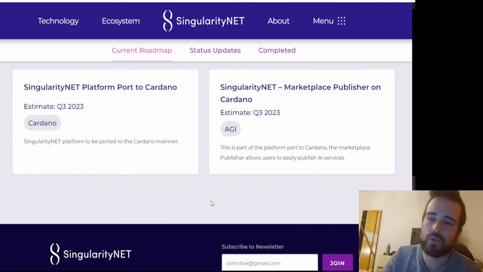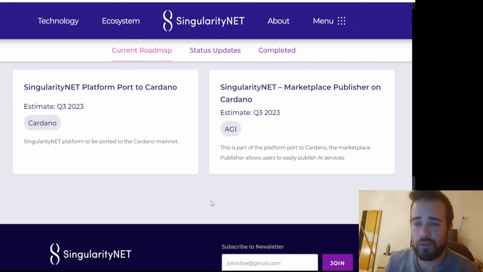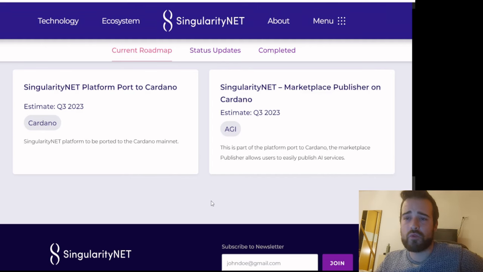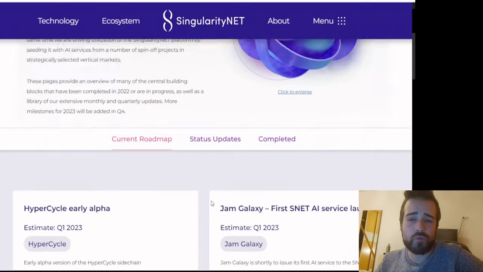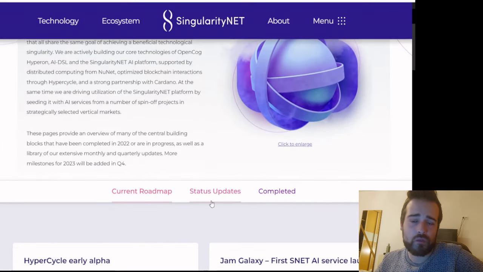They also want to shift the SingularityNET platform onto Cardano in the third quarter of 2023, and also the marketplace publisher to Cardano as well, as it offers lower fees and a more interesting partnership for SingularityNET. Okay, so it's an ambitious roadmap, and they will keep on pushing new updates. New milestones will be added in the fourth quarter of 2023. So right now, these are the milestones until the third quarter of 2023.